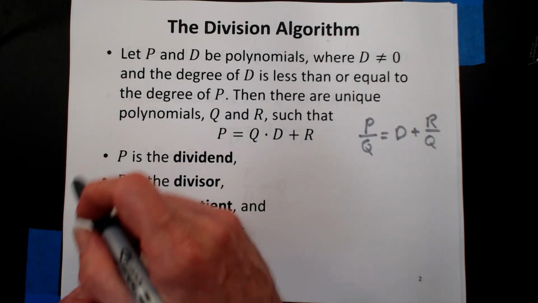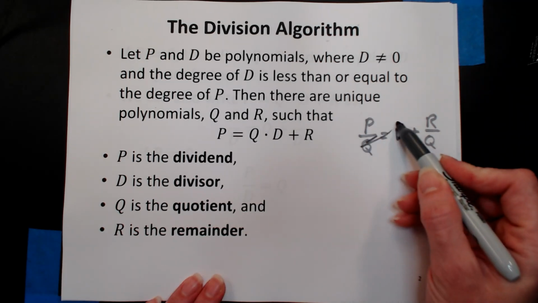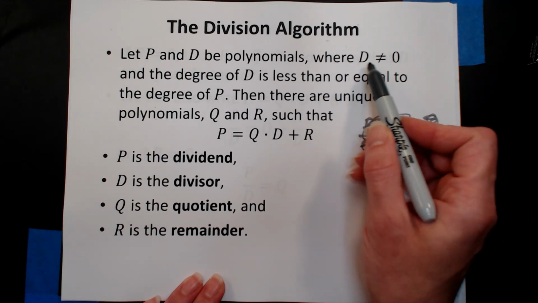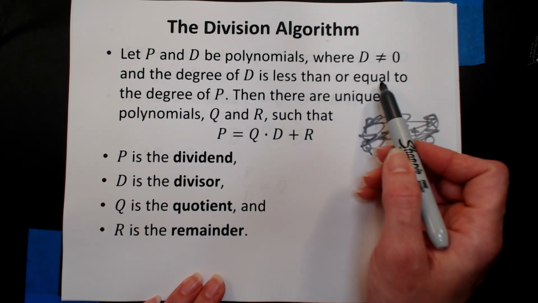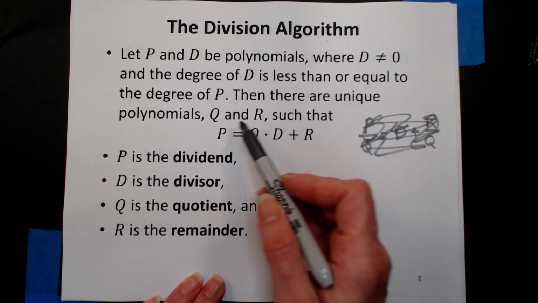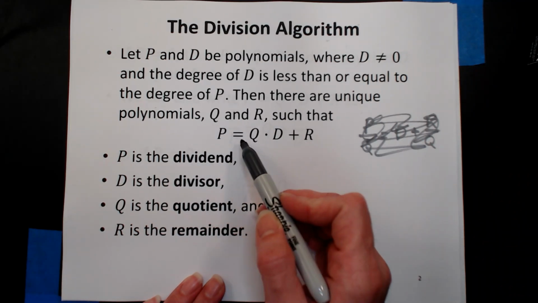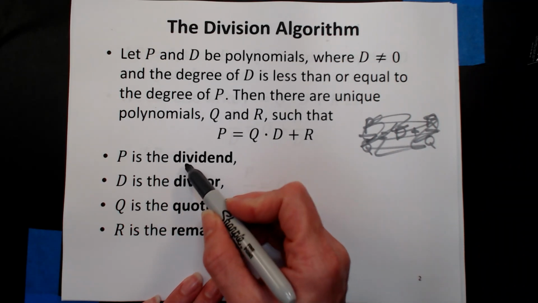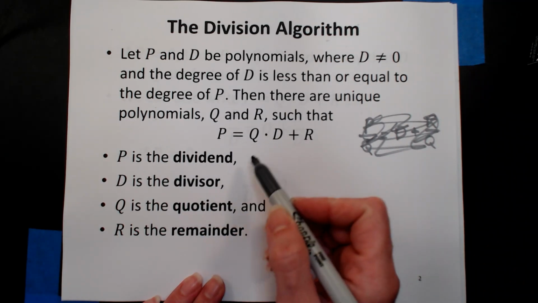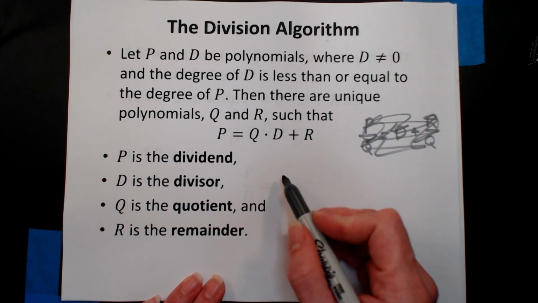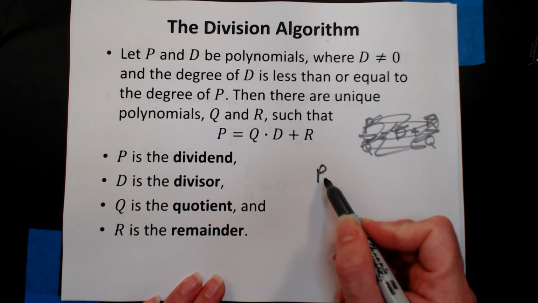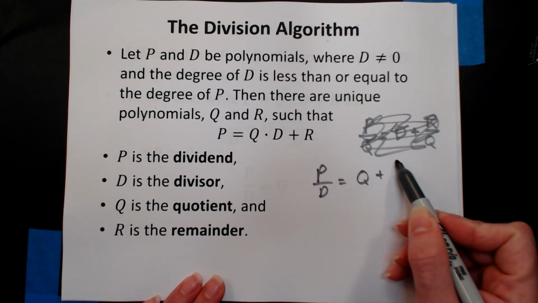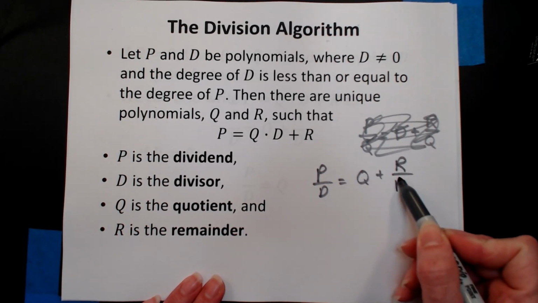Let P and D be polynomials where D is not equal to 0 and the degree of D is less than or equal to the degree of P. Then there are unique polynomials Q and R such that P equals Q times D plus R. And so we say P is the dividend, D is the divisor, Q is the quotient, and R is the remainder. So if we write this in fractional form, we'd get P over D, our divisor, equals our quotient plus our remainder over our divisor.